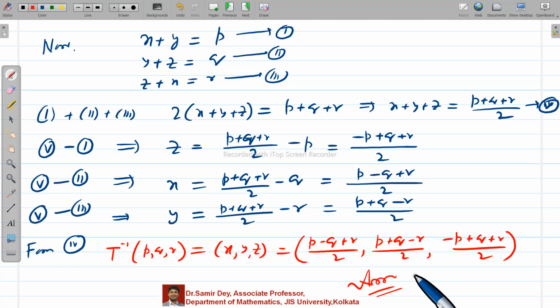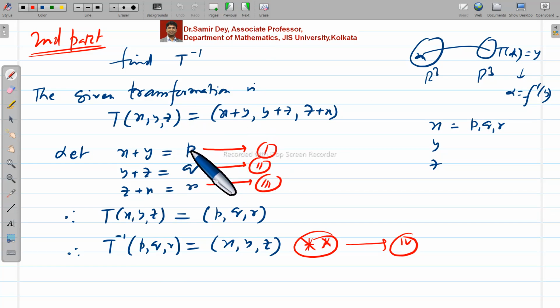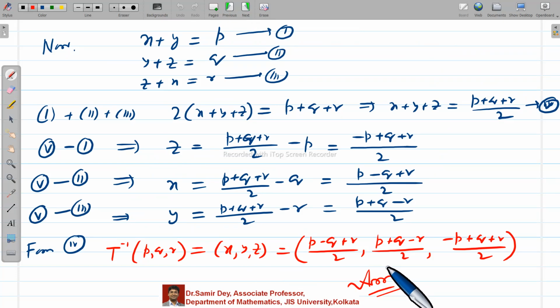First you need to write down your linear transformation. Then you substitute the values. Whatever number of terms you have, you should consider them individually as p, q, r. So our objective to find T inverse is to express the variables x, y, z in terms of p, q, r only. After getting it, you just substitute in the relation and that is your required inverse linear transformation.